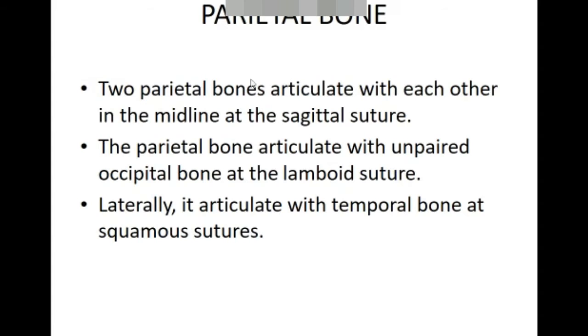Okay, the next bone is the parietal bone. Two paired parietal bones articulate with each other in the midline at the sagittal suture. The parietal bone articulates with the unpaired occipital bone at the lambdoid suture. Laterally, it articulates with the temporal bone at the squamous suture.